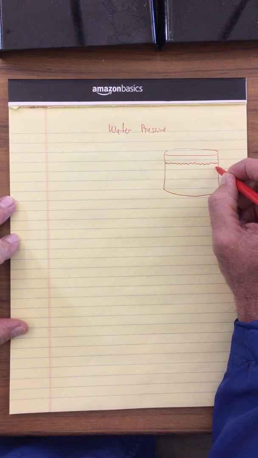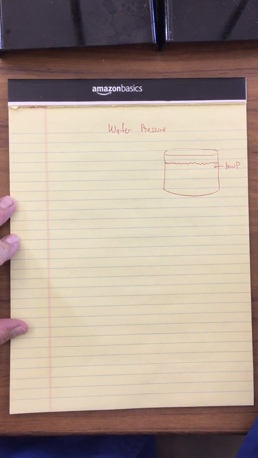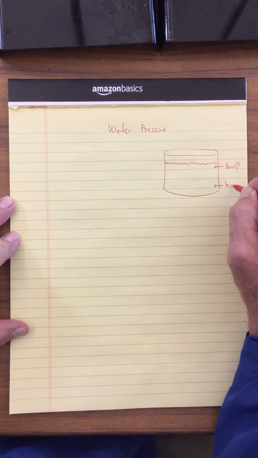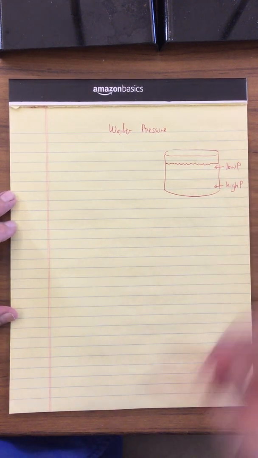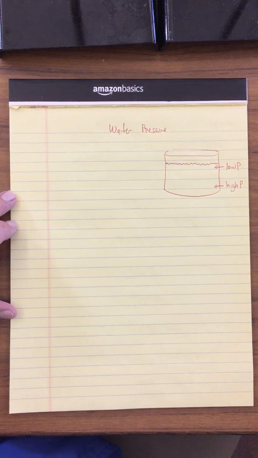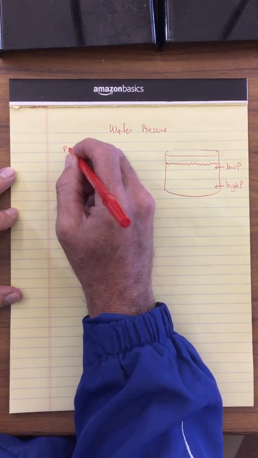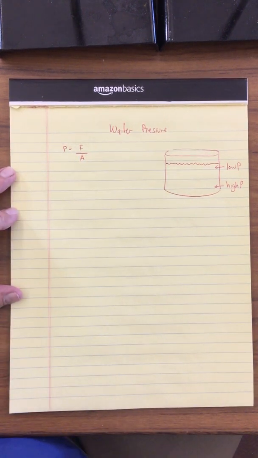So in terms of the water pressure right here at the surface, you're going to have a lower pressure, and when you're down here, you're going to have a higher pressure. So we know that the height of the water column is going to be one of the factors in determining the water pressure. So let's start off with the formula for pressure. Pressure is equal to force over area.